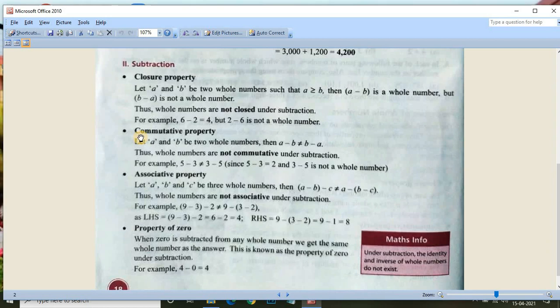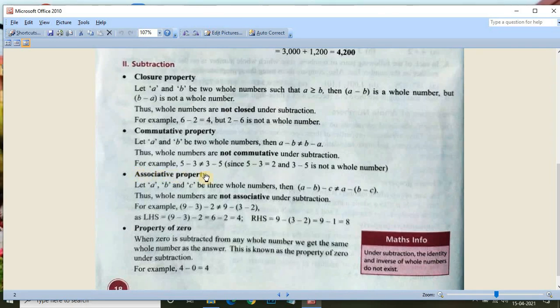Commutative property. Let a and b be two whole numbers. Then a minus b is not equal to b minus a. Thus, whole numbers are not commutative under subtraction. For example, 5 minus 3 is not equal to 3 minus 5, since 5 minus 3 equals 2 and 3 minus 5 is not a whole number. So this is known as the commutative property, and whole numbers are not commutative under subtraction.